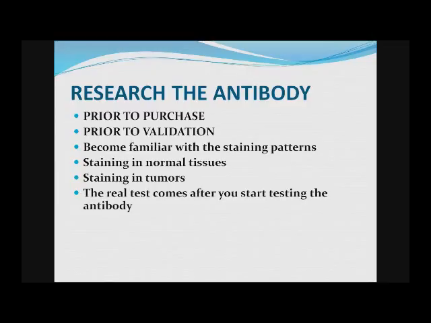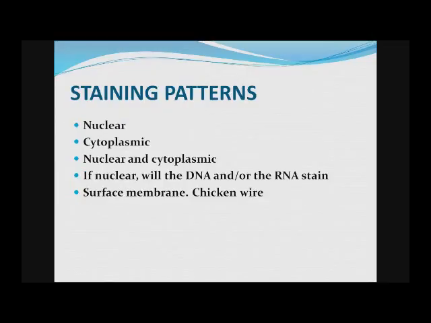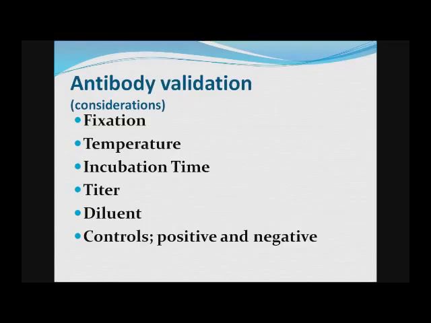The real test will come after you start testing the antibody. You want to be familiar. Is this stain a nuclear stain? Is this a cytoplasmic stain? Some things actually will be nuclear and cytoplasmic. If it's nuclear, will the DNA or the RNA stain? Will the RNA not stain? You really need to know that. And is this a surface membrane or a chicken wire pattern stain that you're looking for?